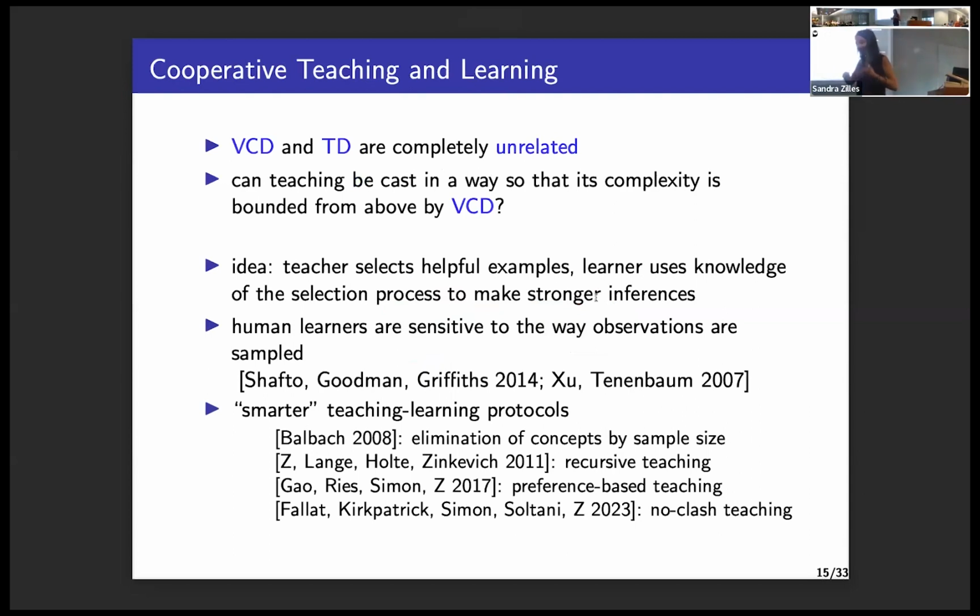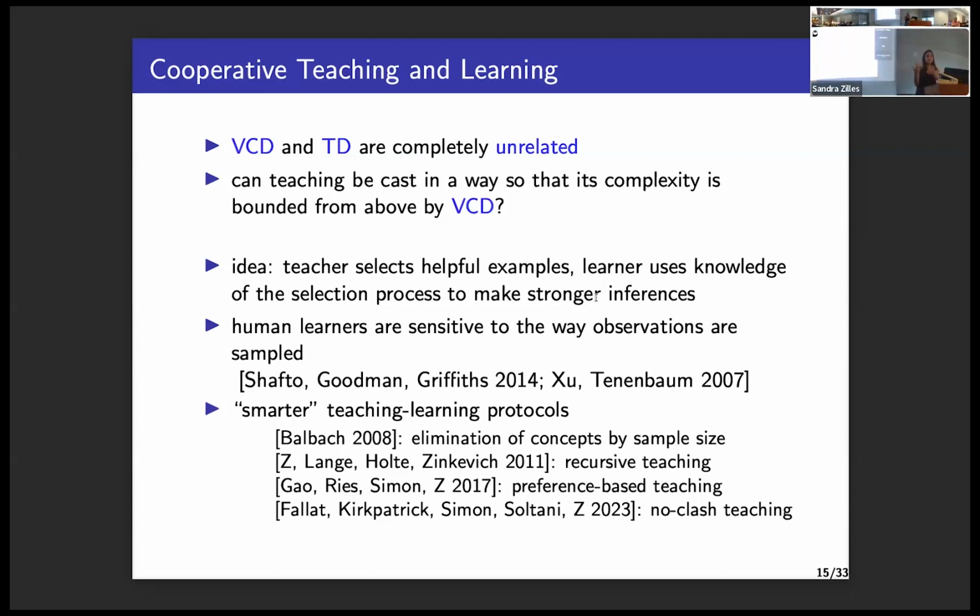Now, I told you in the beginning, I'm looking for connections between the VC dimension and these teaching parameters. But unfortunately, teaching dimension and VC dimension are completely unrelated. They've got nothing to do with each other. One of them can be 1 and the other as large as you want. You can construct anything. So maybe this model of teaching also doesn't cast teaching in a very useful way, right? So perhaps we should think about teaching differently.